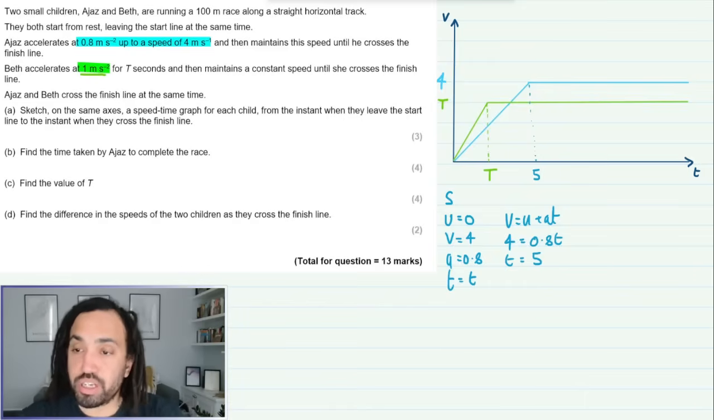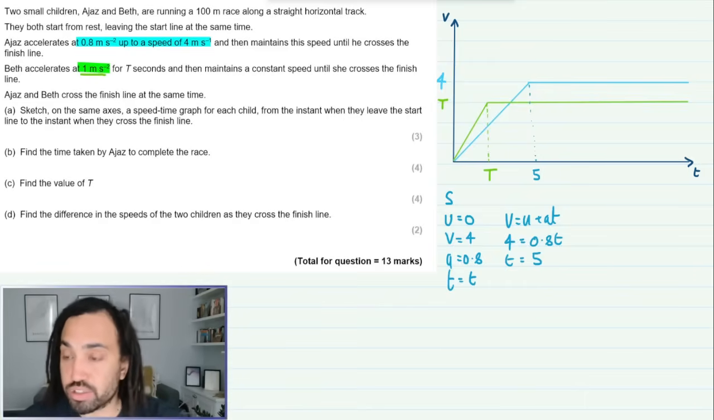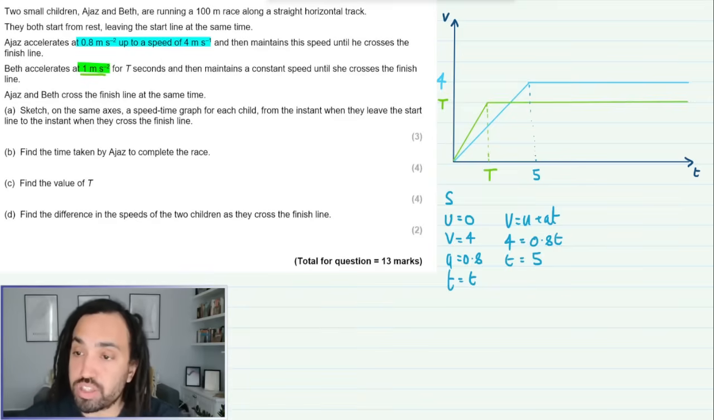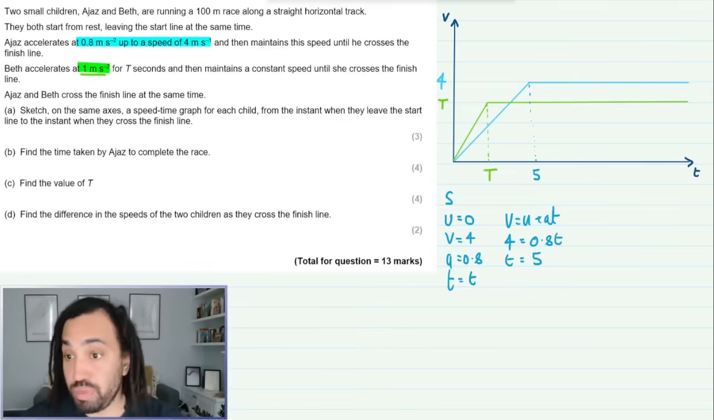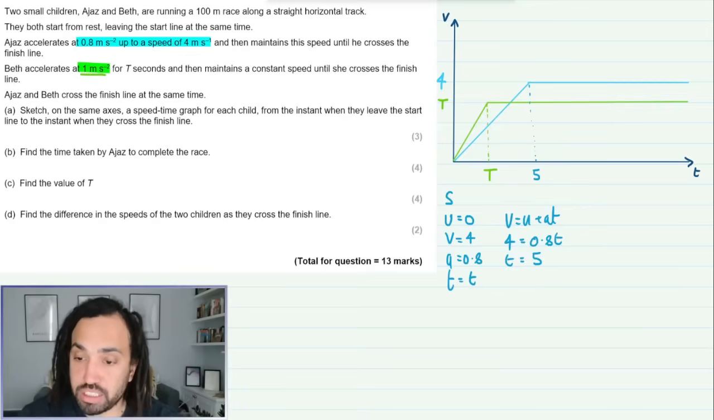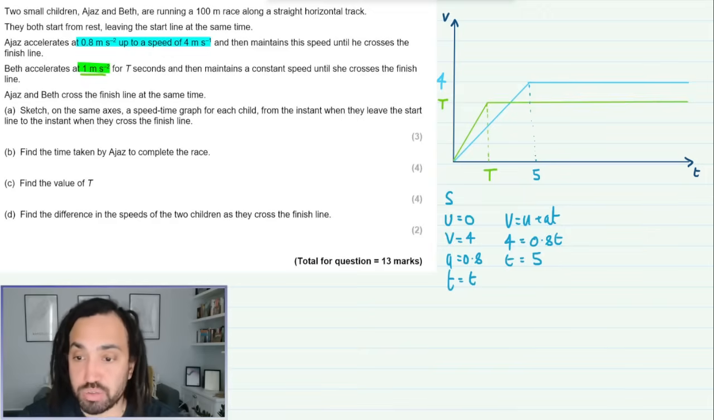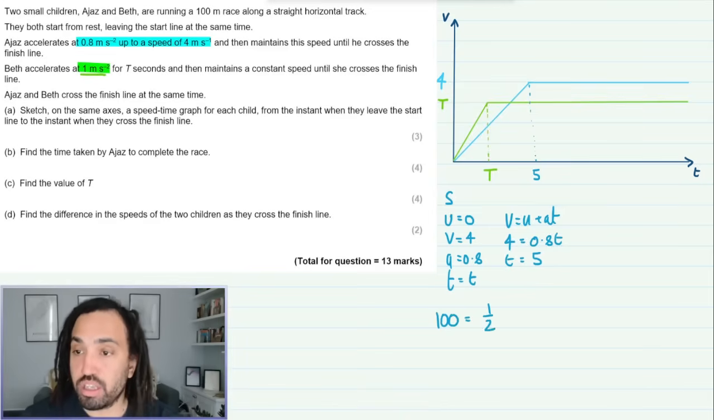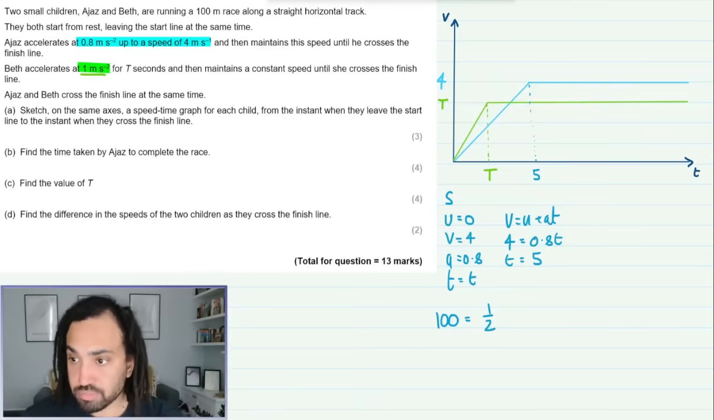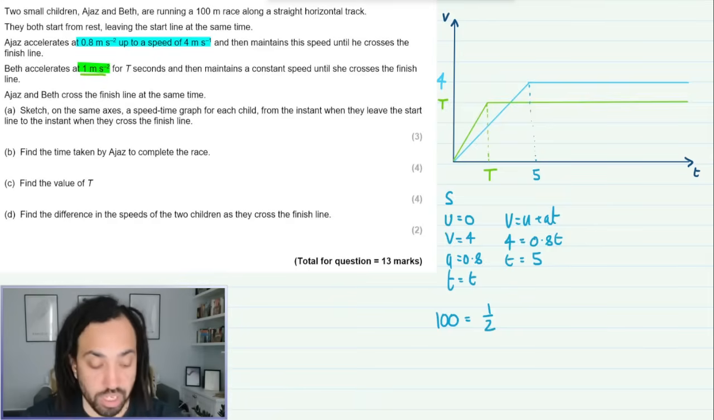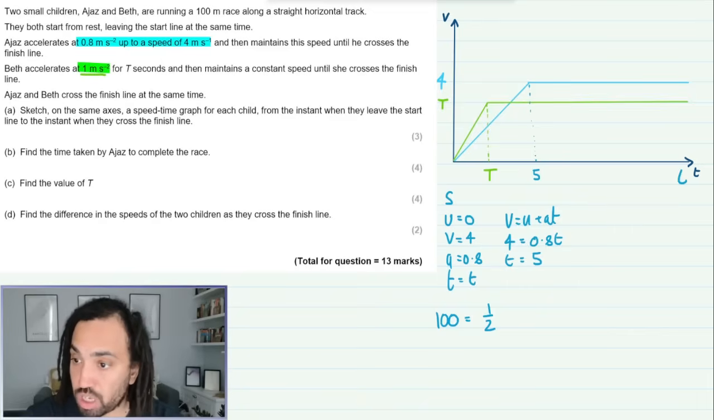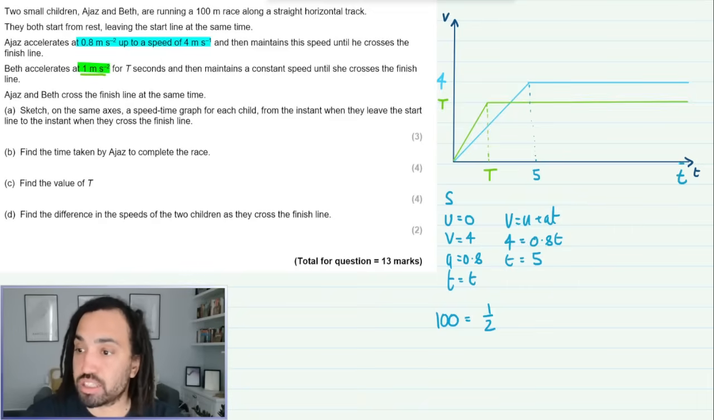So now what we can do is we can use the fact that we know the total distance of the race. So this blue shape is a trapezium, and the formula for a trapezium will give us the area. The area under the graph will give us the total distance. So the area of 100 is equal to the formula for a trapezium, which is a half the two parallel sides, which is the total time. So that distance there is the total time of the race, which is what we're looking for.